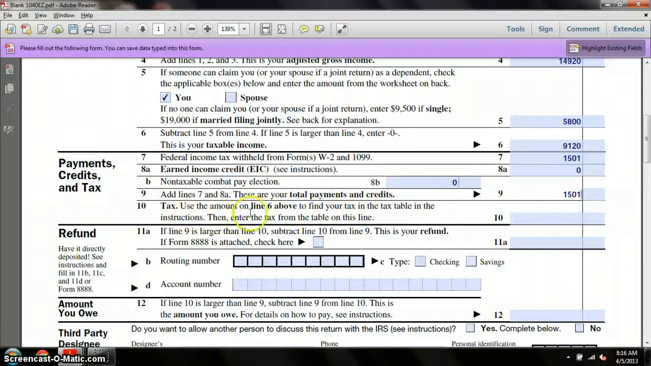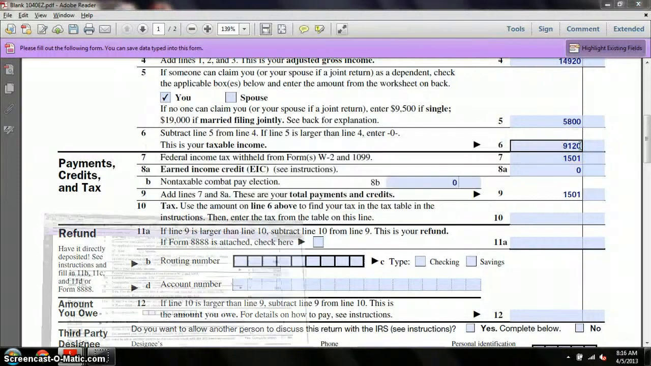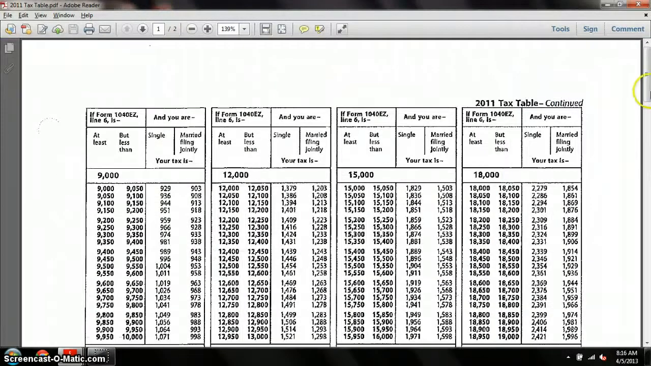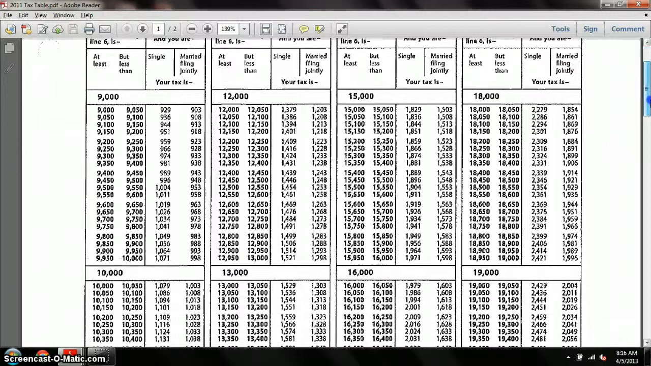All right, line 10, use the amount on line 6 above to find your tax in the tax table in the instructions, then enter the tax from the table on this line. So line 6 says $9,120. So we have to go to our tax table and find where 9,120 is going to fit in. So here we have our line for 9,000, okay? 9,120 is at least 9,100, but it's less than 9,150. So this is going to be the line we're going to read off here.